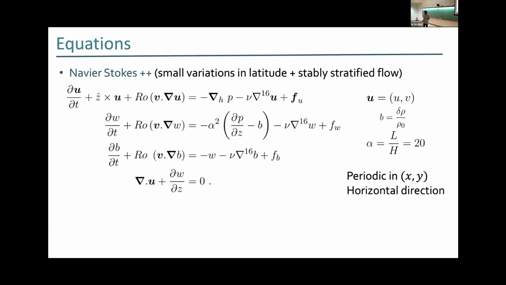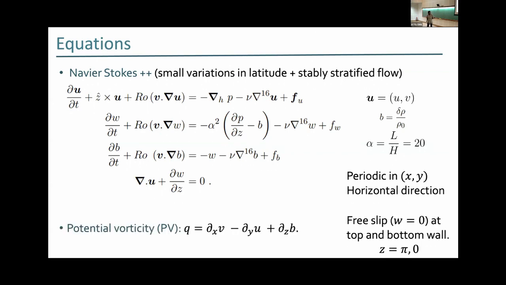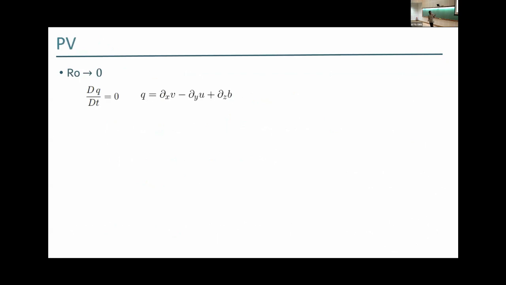The boundary conditions are periodic in the x and y directions, just for the details, and it's free slip at the top and the bottom layer, which doesn't allow flow to escape in the vertical direction. Now, there's another interesting quantity called potential vorticity, PV, which we'll discuss now. And for a Rossby number very small, close to 0, this PV acts like a tracer. If you have followed Mayank's talk, you know what a tracer is.